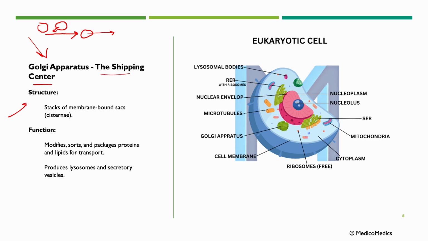So the structure of the Golgi apparatus is that it contains stacks of membrane-bound sacs, or cisternae. Its function is to modify, sort, and package proteins and lipids for transport. It also produces lysosomes and secretory vesicles. And the Golgi apparatus is illustrated here.